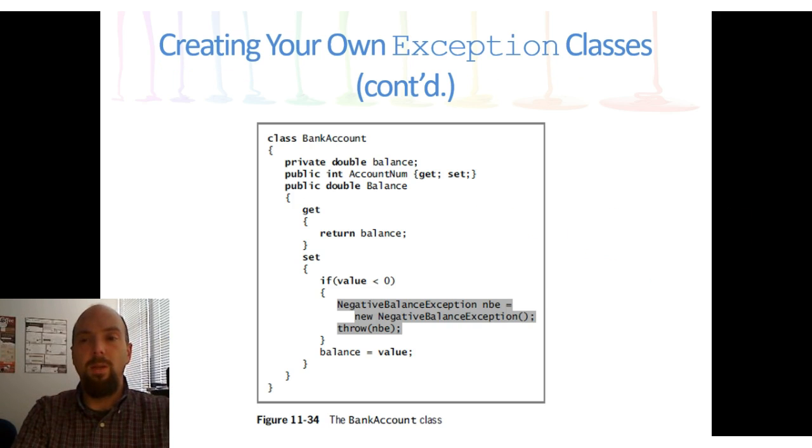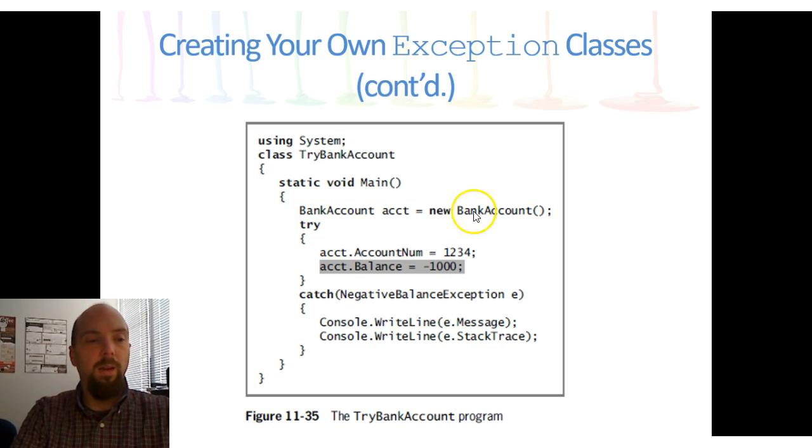All right, so in this case here, we are going to have a class object where we can get a balance and we can set a balance. And if a balance is less than 0, then we're going to run this negative balance. We're going to call it NBE, and then we're going to throw NBE. Now what this means is that whatever this error is going to be thrown back to the method that actually called it. All right, so here we have a bank account. That's our class object. We're going to call it account, set it equal to a new bank account using the default constructor. We're going to try to set the account number to 1234.